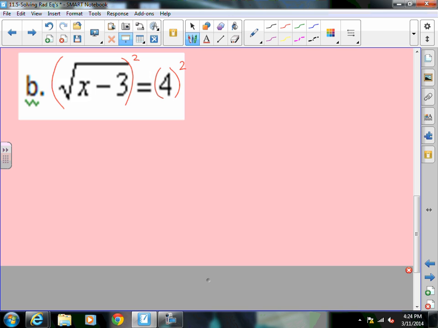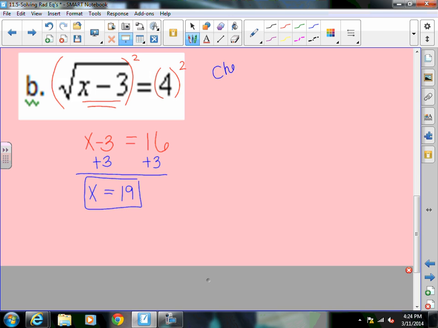So when you square a radical, all that happens is it cancels out the rad. So you're left with what's inside. So I bring down x minus 3. And that's equal to 4 squared is 16. Now, x is not alone yet, so I need to solve it. So I need to add 3 to both sides. So x equals 19.